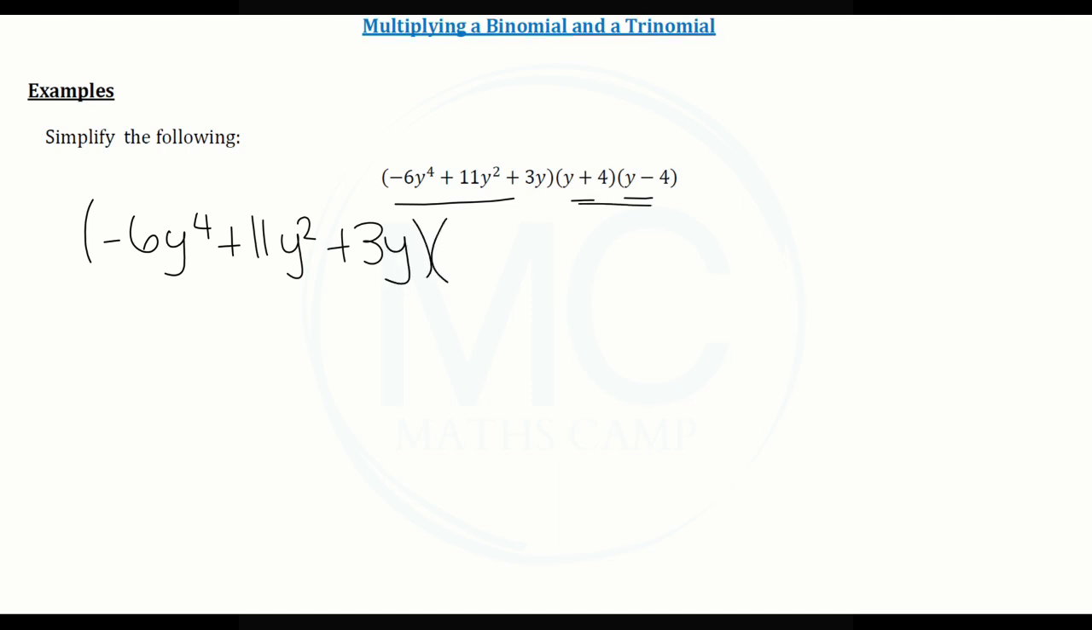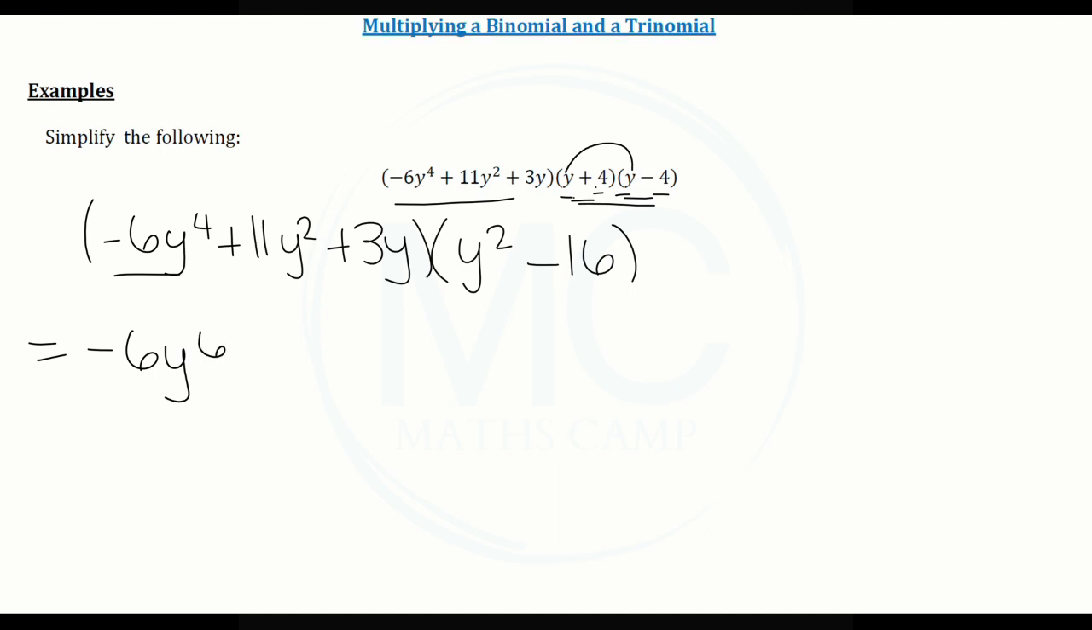Now we can multiply the binomial out here. Here we have a y and a y, and a 4 and a 4, and the signs are the opposite. So we know that the y term will cancel. So we can say y multiplied by y, and we get y squared. 4 multiplied by negative 4 gives us negative 16. Now we have a trinomial and a binomial. Let's expand. So we can say negative 6y to the power of 4 multiplied by y squared, and we get negative 6y to the power of 6.